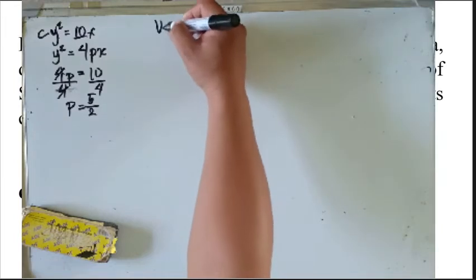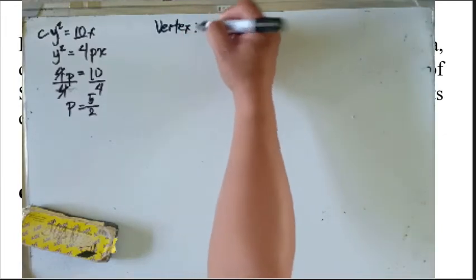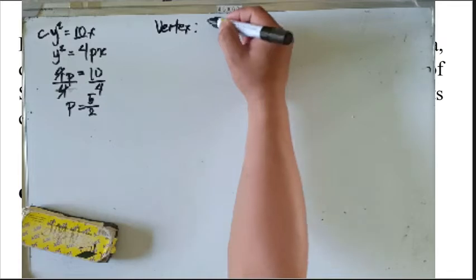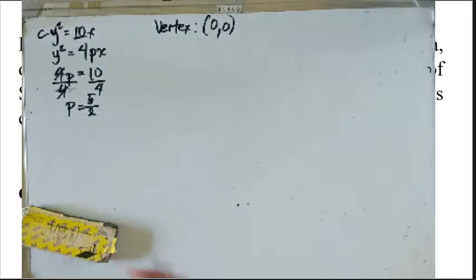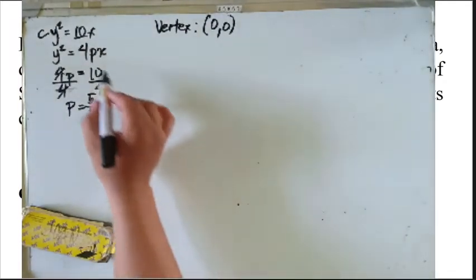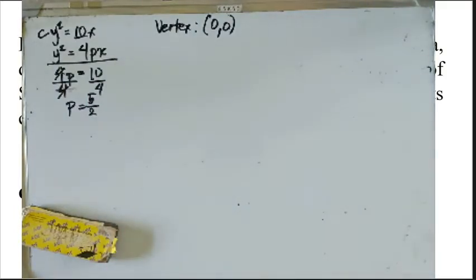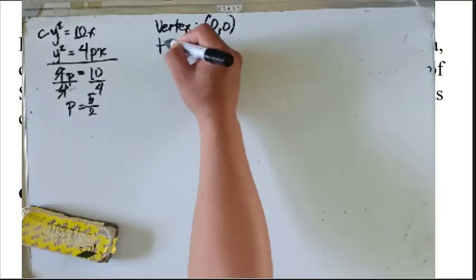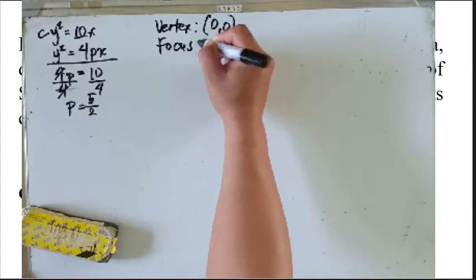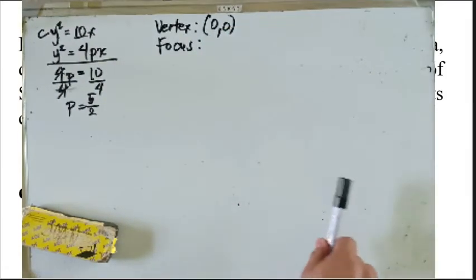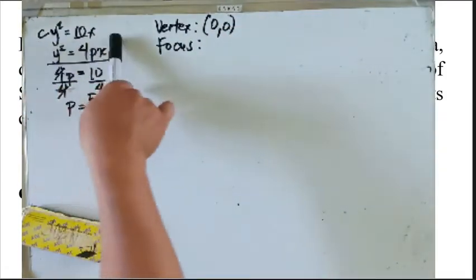Now, what do you think is the value of the vertex? Yes, the value of the vertex is at (0, 0) because the parabola is in standard position. How about the value of the focus? First things first, we need to analyze the given.